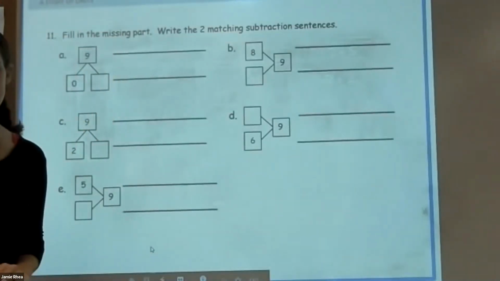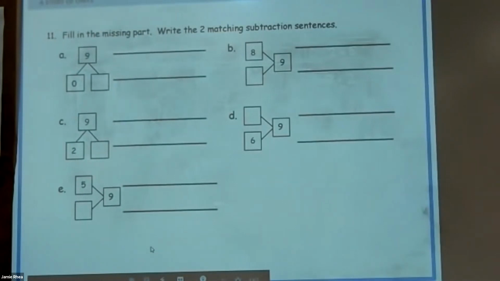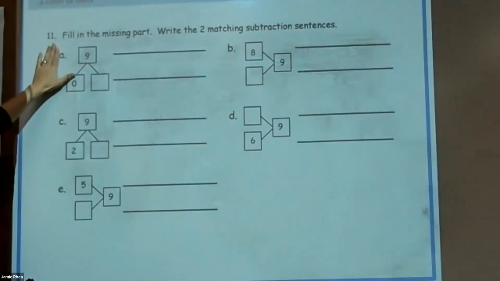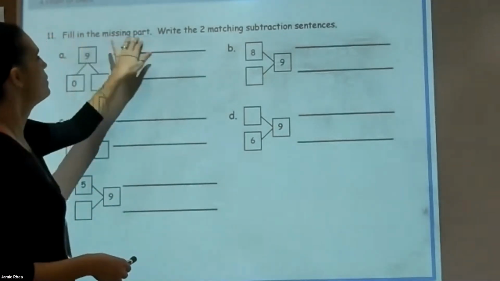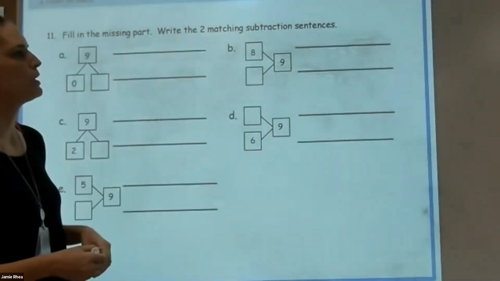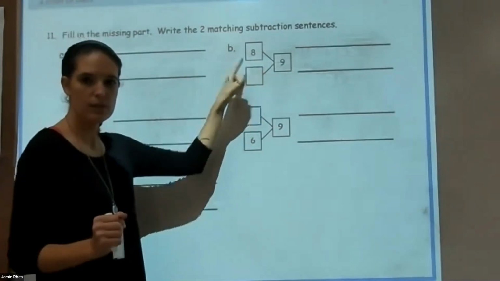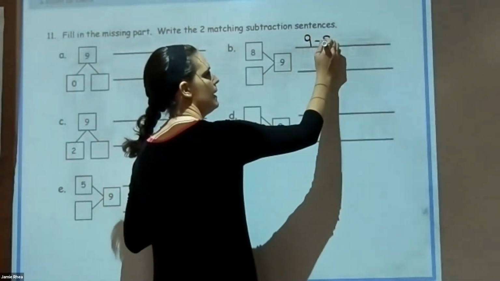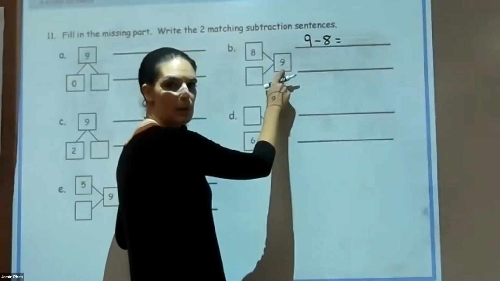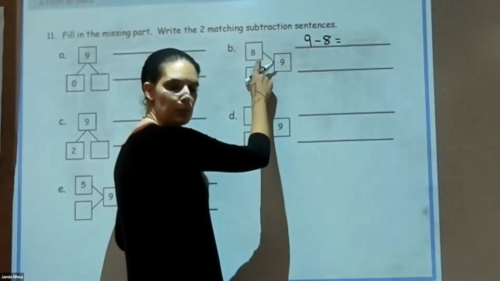You are going to do 11A. Okay, only 11A. I'm going to do 11B to show you what you have to do. Fill in the missing part, write the 2 matching subtraction sentences. Now it already gives me some numbers. It gave me 9 minus 8, because here's my 9, my total. 8 is the number I'm taking away.